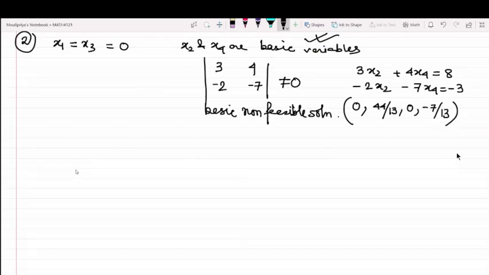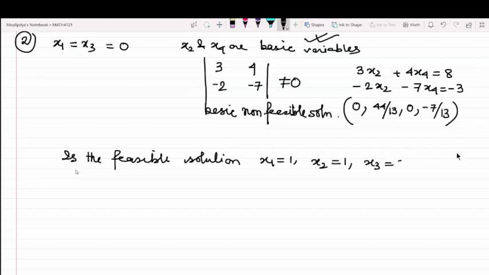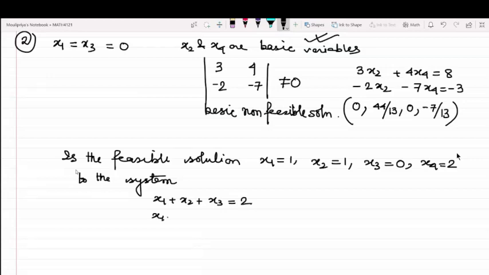Now, tell me one thing. Suppose I give you a very simple question that says: is the feasible solution x1 equal to 1, x2 equal to 1, x3 equal to 0, x4 equal to 2 to the system x1 plus x2 plus x3 equal to 2, x1 plus x2 minus 3x3 equal to 2, 2x1 plus 4x2 plus 3x3 minus x4 equal to 4, basic?